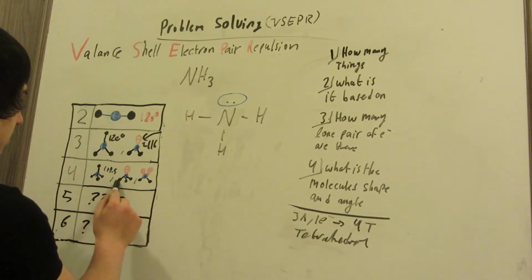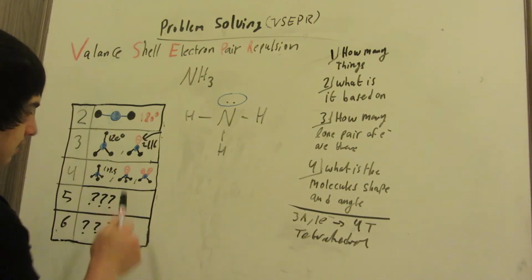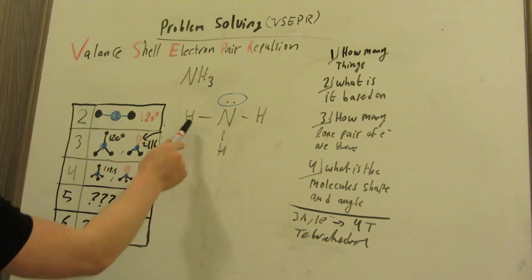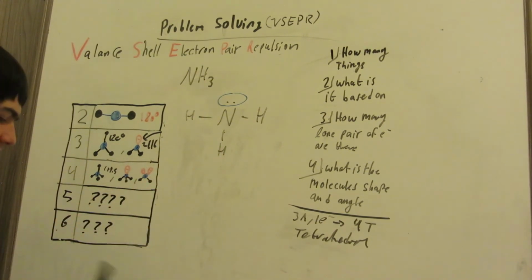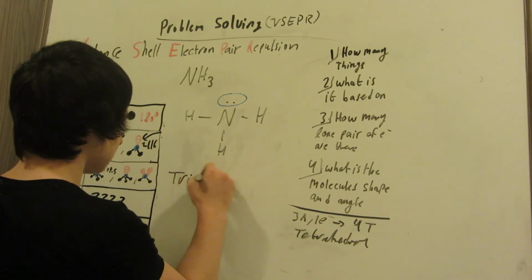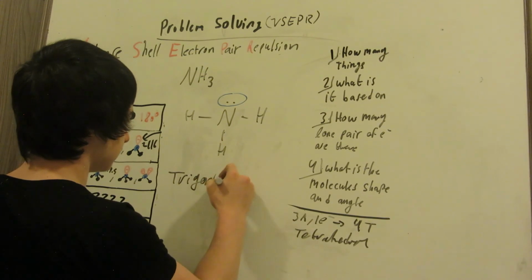Next, we have 3 atoms and 1 lone pair of electrons. Does that apply? 1, 2, 3 atoms and 1 lone pair of electrons? Yes, it does. What is that shape called? You're right. Trigonal pyramidal.